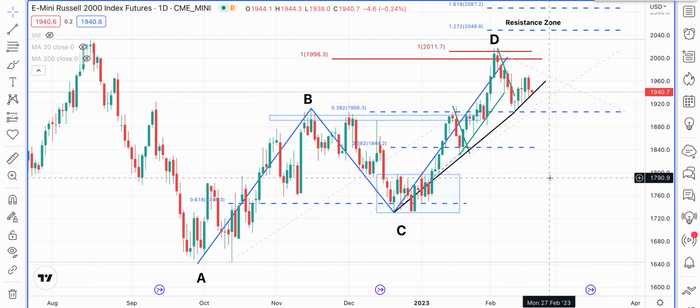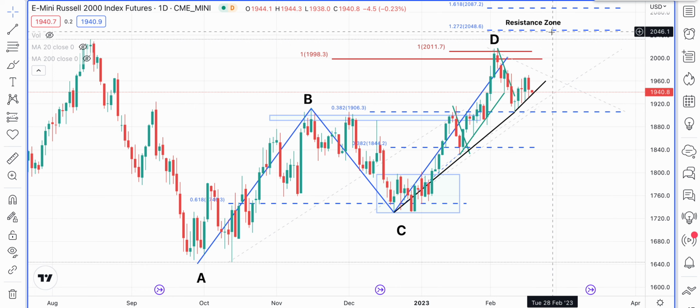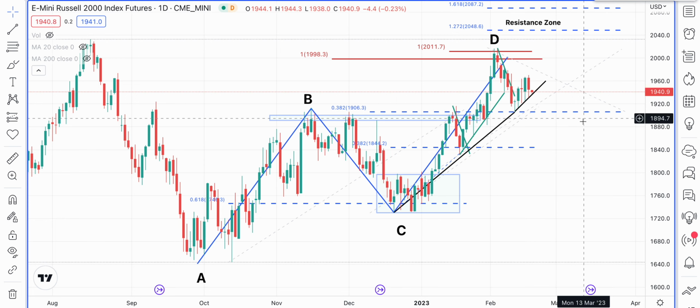Onto the upside, if price does in fact begin to break higher and take out these highs, then we had the next levels coming in at 2050 and 2090.